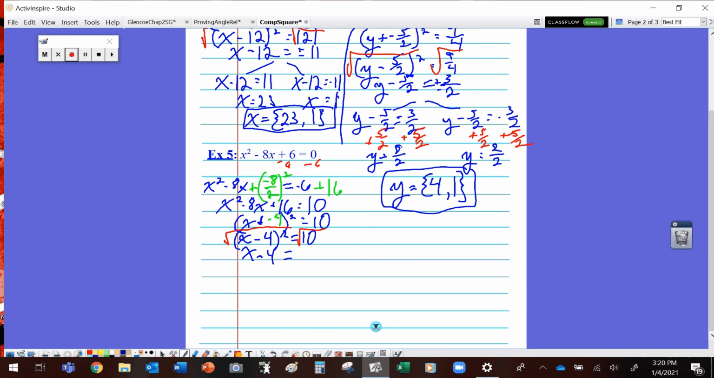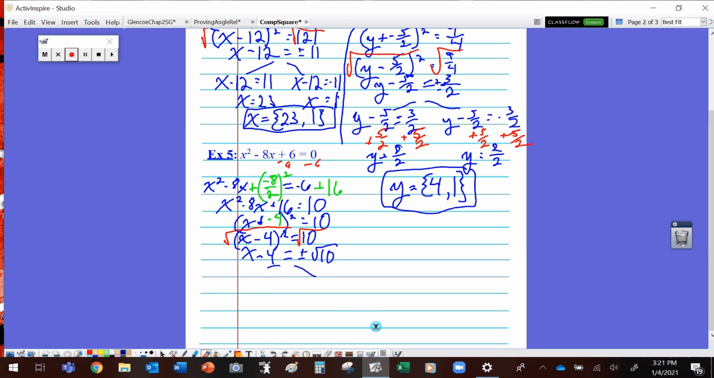Well, there is no integer square root of 10. We get a big ugly decimal. So I'm just going to leave it plus or minus the square root of 10. Okay, now this square root of 10, that's a crazy decimal, and I really don't want to mess around with it, so I'm going to leave it as this radical. Okay, now I need my two separate equations. X minus 4 equals plus or minus the square root of 10, and actually we can do this a little bit more cleanly.